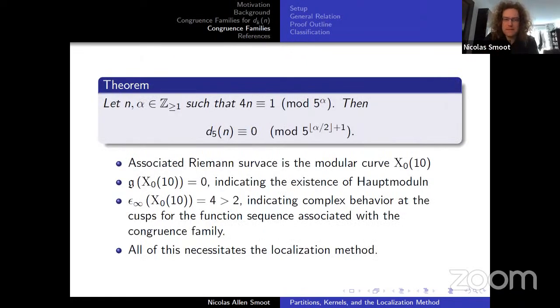So that brings us back to this theorem here. The associated Riemann surface is X0(10). The cusp count's 4. And the genus is 0. The genus being 0 simplifies things a bit. The cusp count being 4 complicates things a bit.